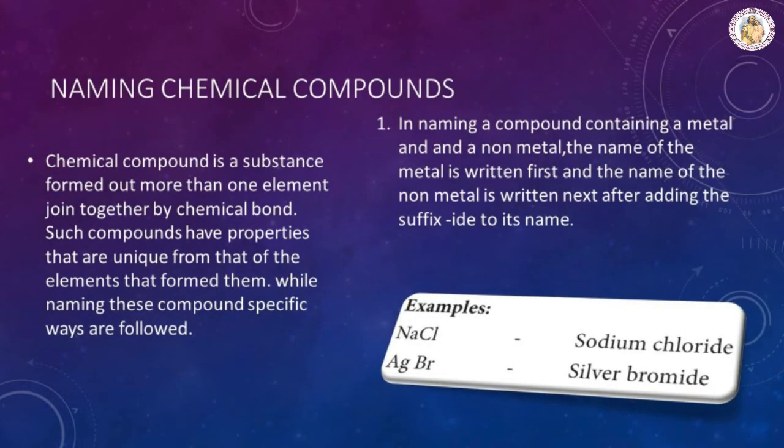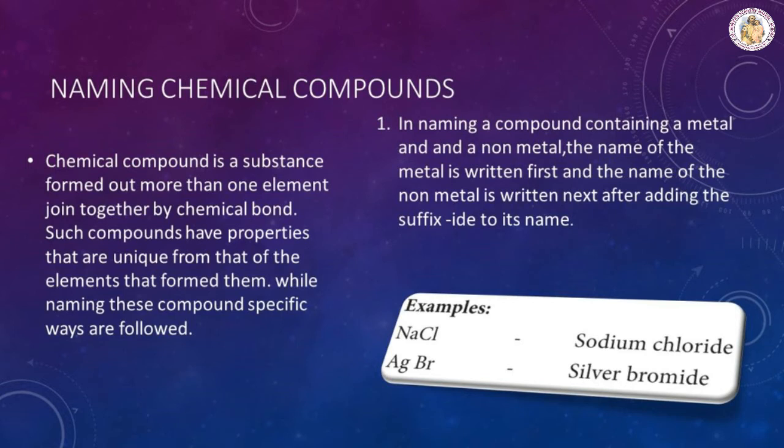Naming chemical compounds. A chemical compound is a substance formed out of more than one element joined together by chemical bond. Such compounds have properties that are unique from that of the elements that formed them. While naming these compounds, specific ways are followed. In naming a compound containing a metal and a non-metal, the name of the metal is written first and the name of the non-metal is written next after adding the suffix IDE to its name.